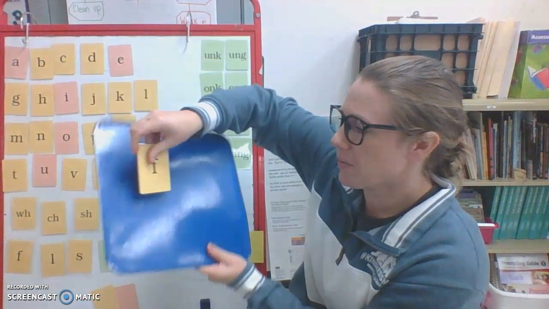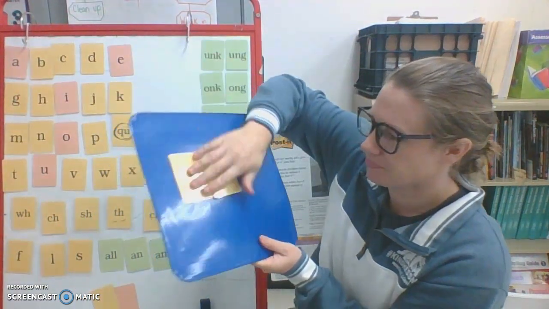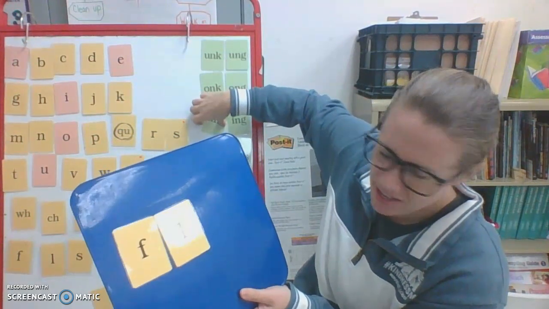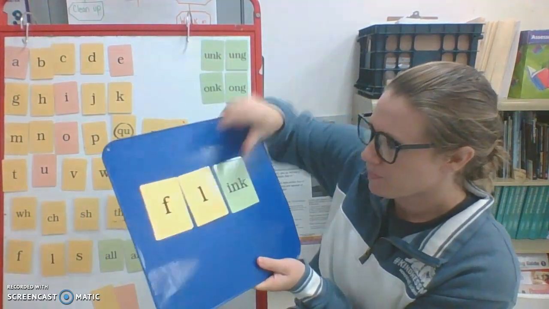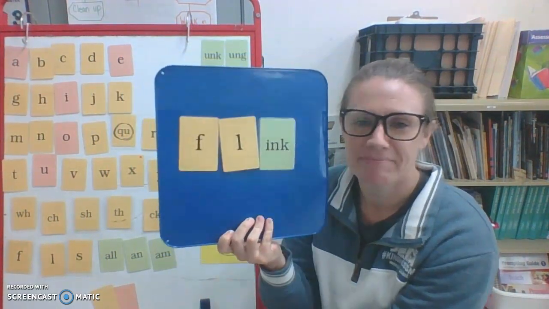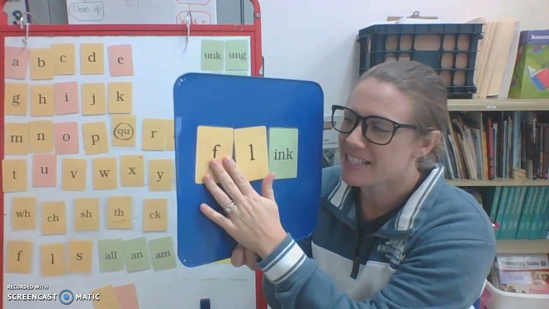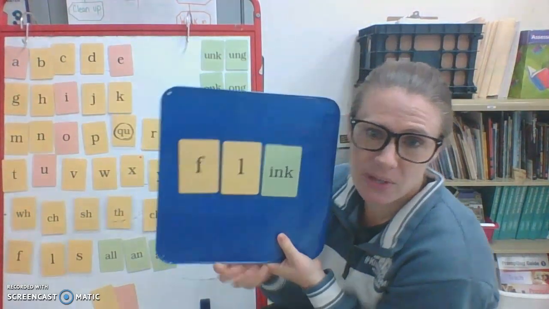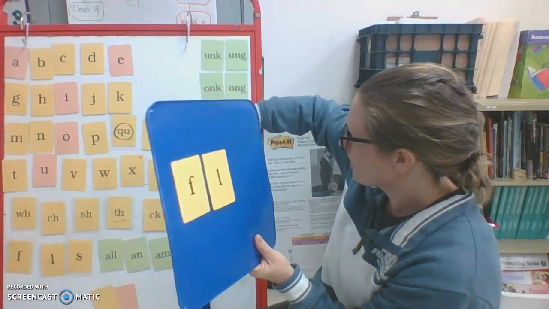So I'm going to make one that starts with a blend. And I'm going to put a glued sound on it. What is my word? Flink. Is that a real word? Nope. Let's have some fun with it, and I'm going to keep changing the glued sound, and let's see if we come up with any real ones or if they're all fake.